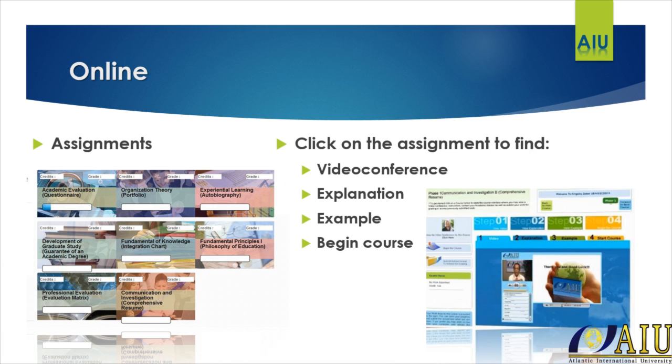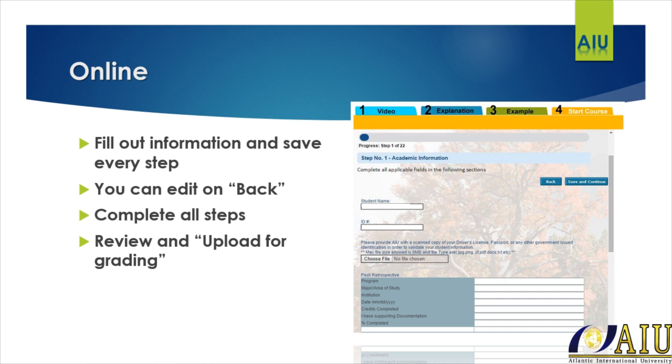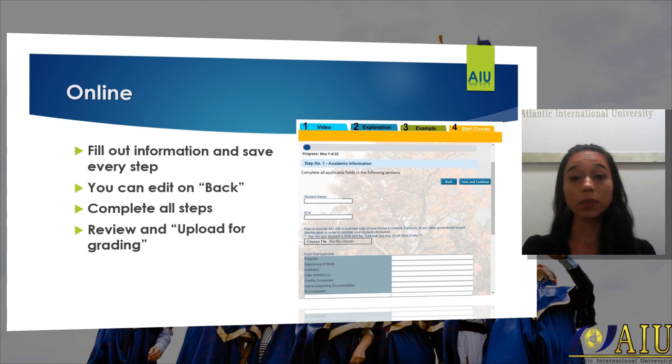Once you click on phase 1, you'll be able to see your assignments. There's 8 assignments in total. You have to click on each of the assignments and you will find 4 steps, which are a video conference, an explanation, an example, and on the first step, you can start your course. Once you begin your course, you have to fill out all the information. Make sure that you save every step that you make so that your information is saved.